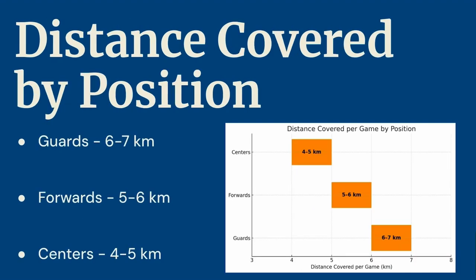Distance covered by position. Guards typically cover the most ground during a basketball game, between 6 to 7 kilometers. Forwards fall just below at 5 to 6 kilometers, and centers typically exhibit the lowest distance covered at 4 to 5 kilometers per game.